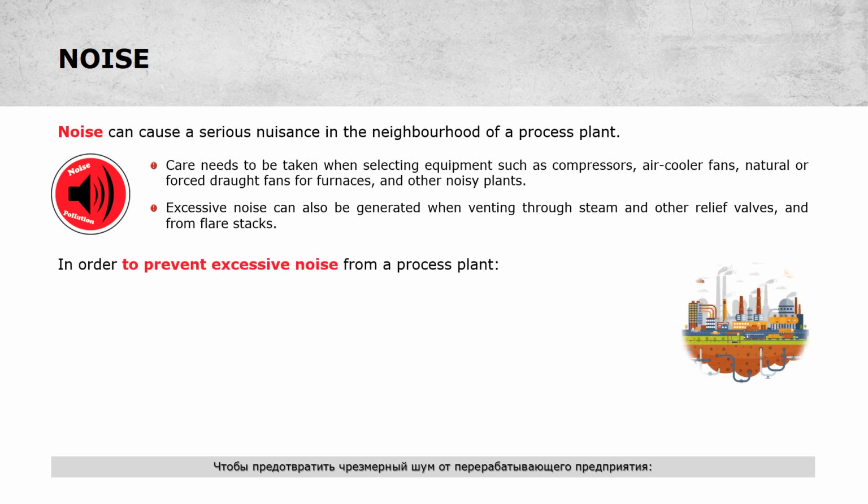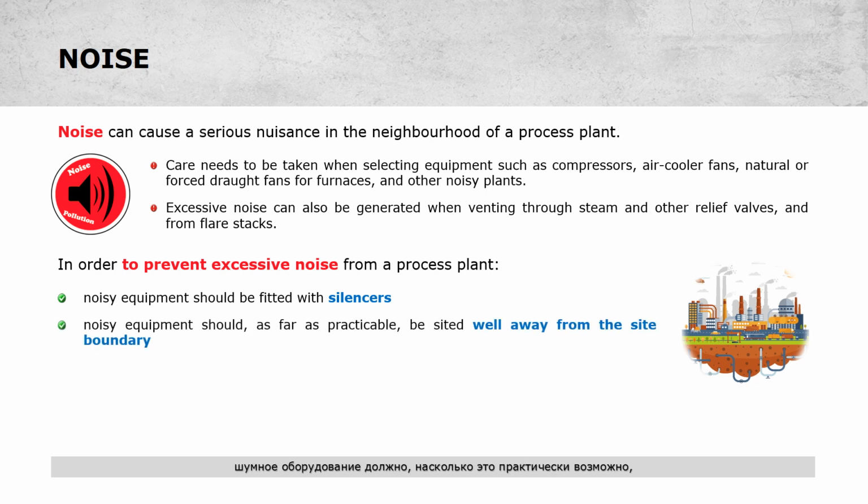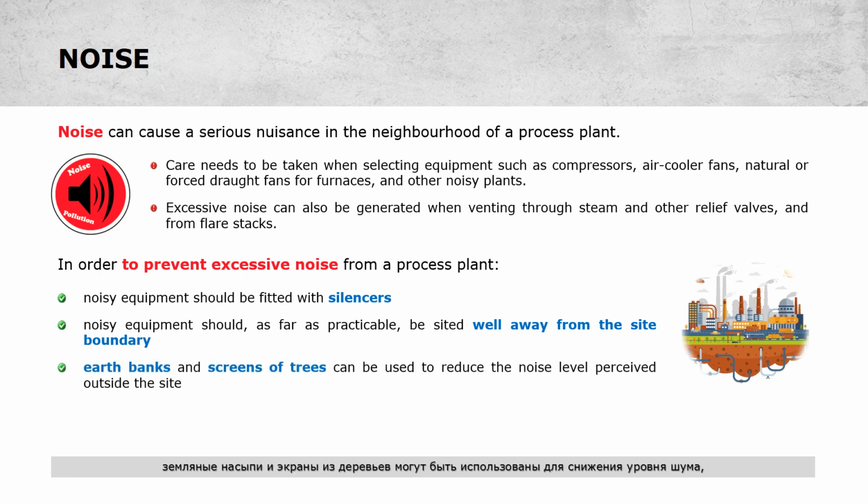In order to prevent excessive noise from a process plant, noisy equipment should be fitted with silencers. Noisy equipment should, as far as practicable, be sited well away from the site boundary. Earth banks and screens of trees can be used to reduce the noise level perceived outside the site.